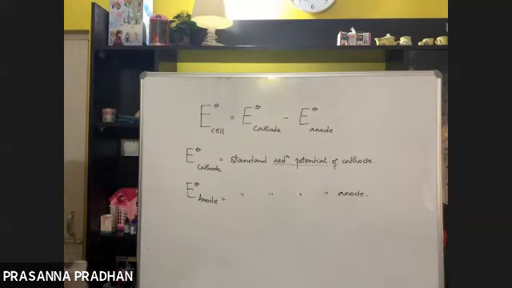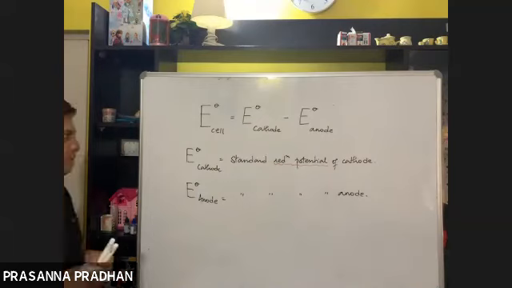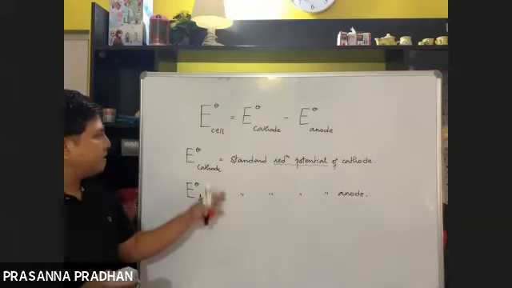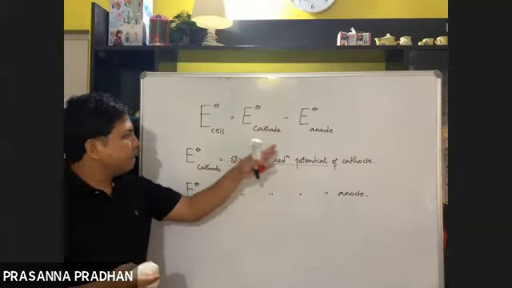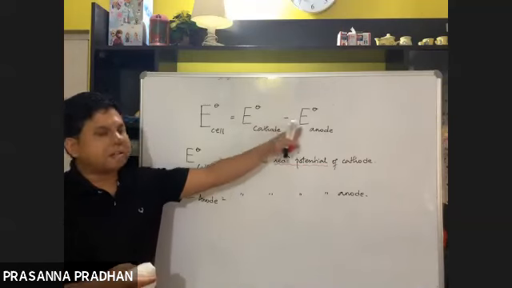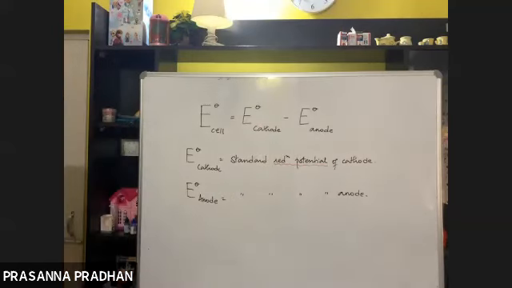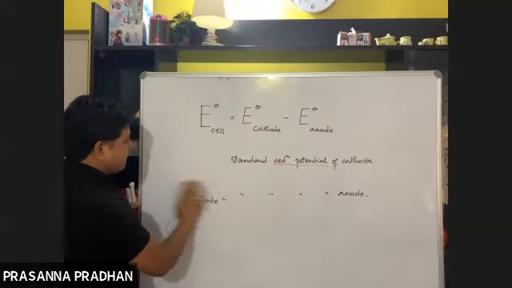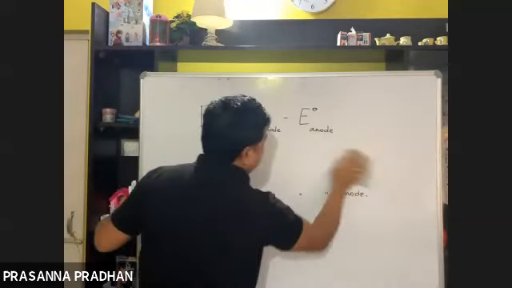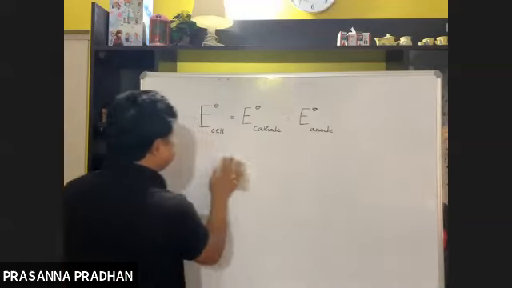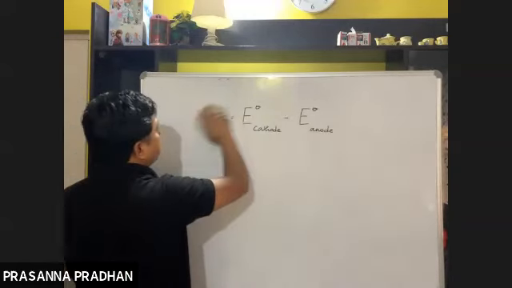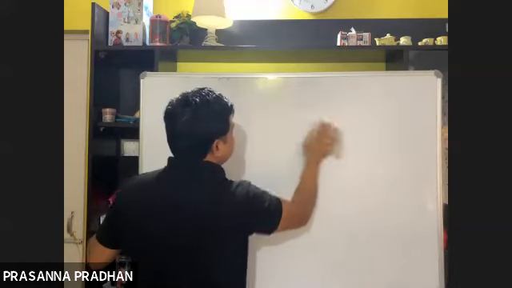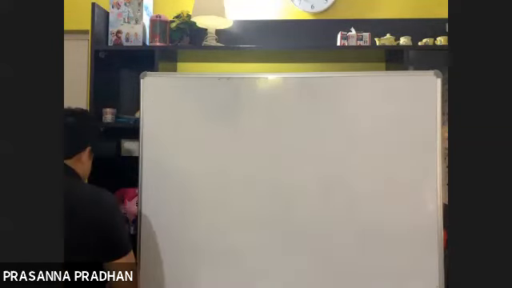So this is the formula we'll be using, E naught cathode minus E naught anode, where both E naught cathode and E naught anode are the standard reduction potential of cathode and standard reduction potential of anode. Now the problem is, how are we going to calculate the standard reduction potential?